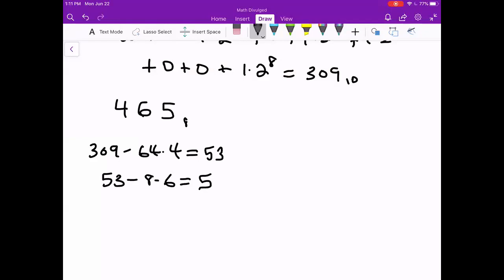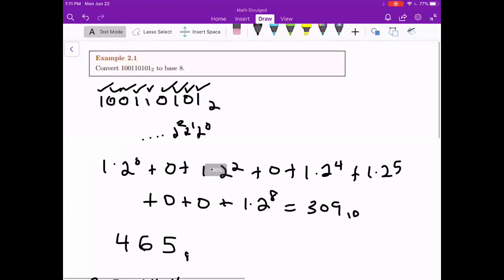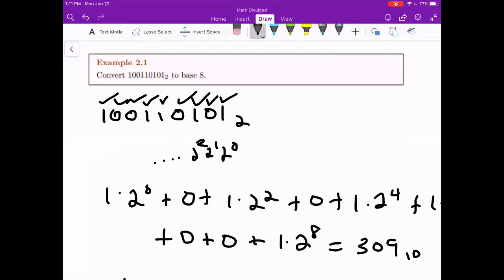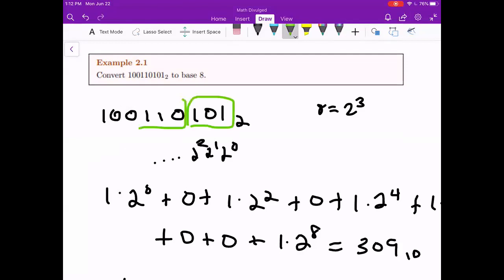So that wasn't too bad, but the way that we make this faster is, let's take a look back at this number. If you realize that 8 is basically just 2 cubed, then every 3 digits in the base 2 representation correspond to 1 digit in the base 8 representation. So that means if we take the digits in groups of 3 starting from the right, we have 101, or let me use a different color, we have 101, 110, and 100.